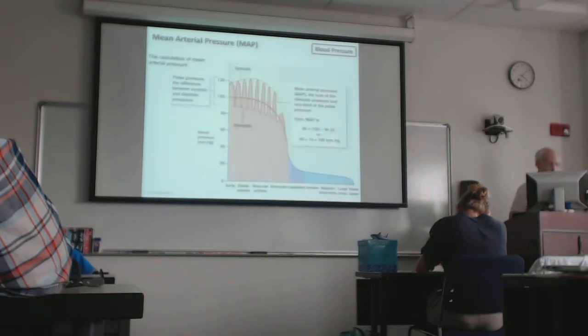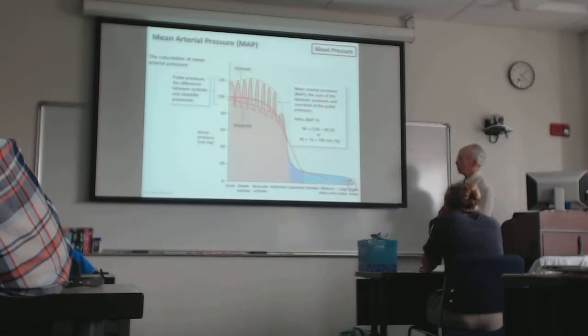So that's mean arterial pressure, and you can see that it's declining as we, again, move from the aorta to the capillaries. And so pressure, by the time we get back to the right atrium, is going to be very, very small.